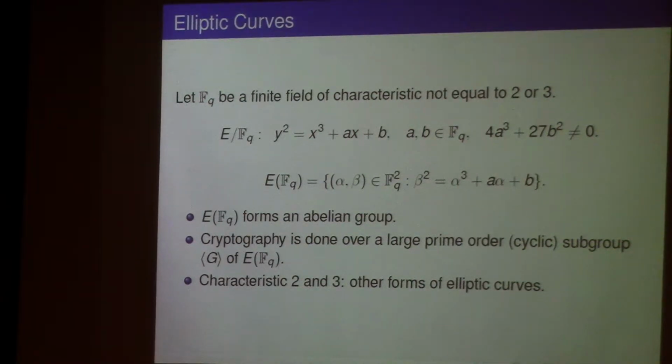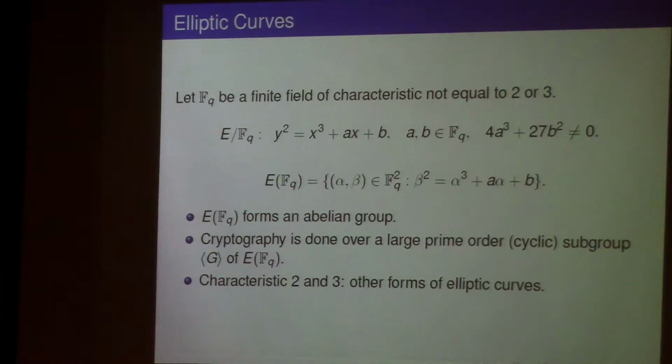And what we're interested in are pairs (alpha, beta), where alpha and beta are elements of F_q which satisfy this equation. So beta squared is alpha cubed plus a alpha plus b. Then it can be shown that E(F_q) forms an abelian group, and you don't do your cryptography over the entire group. Cryptography is done over a large prime order, and hence cyclic, subgroup of E(F_q).